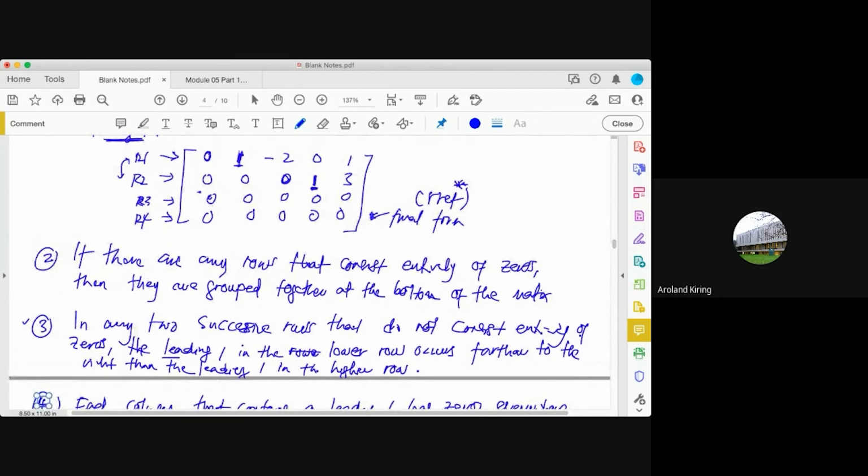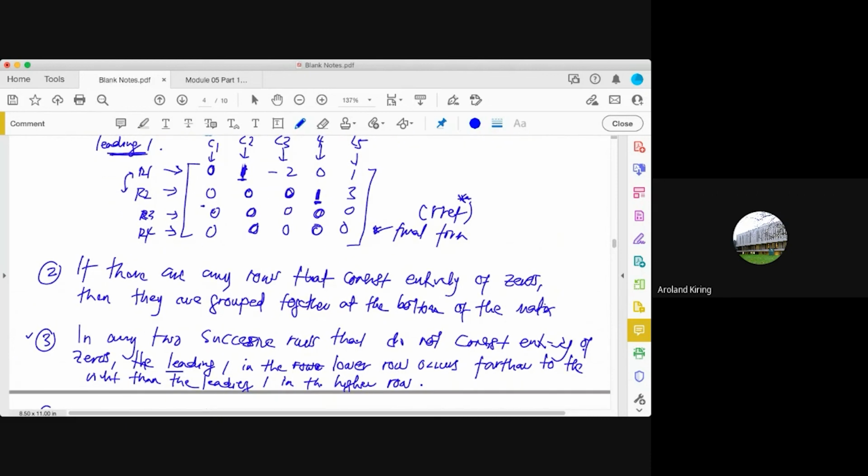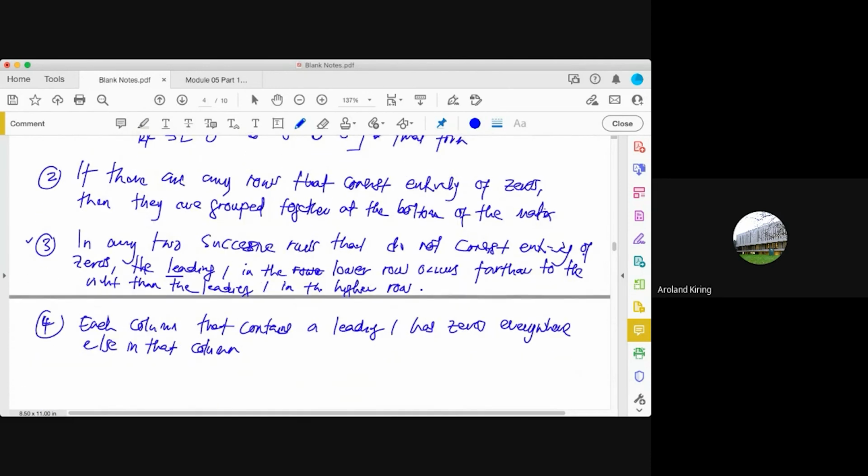Okay, so for each column that contains a leading one, we have here column 1, column 2, column 3, and column 4. Okay, so this is fine. If you look at the column that consists of a leading 1, under it will be all 0. And for column 4, you have a leading 1, and under it will be all 0. Okay, so that's another way you can tell that you have reached your final form. Otherwise, you haven't reached your final form yet.